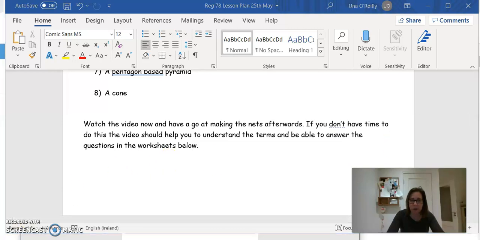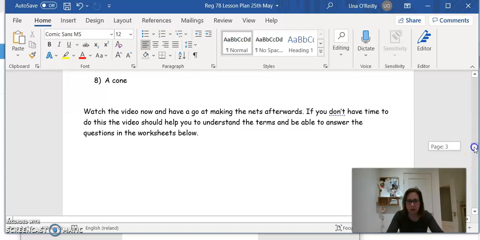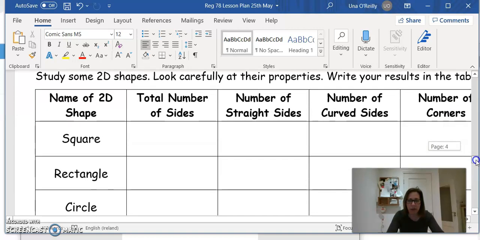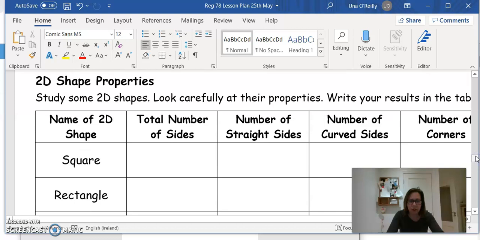Okay, so the last part then, it's quite a long lesson this week, guys, so if you don't get to do all the nets, don't worry. What you've got here are some 2D shapes, and it's just the names, you don't get the pictures. You have all the pictures from last week, so you should be fine on those. It's asking about the total number of sides, the number of straight sides, the number of curved sides, or you might call that a curved edge, and the number of corners.